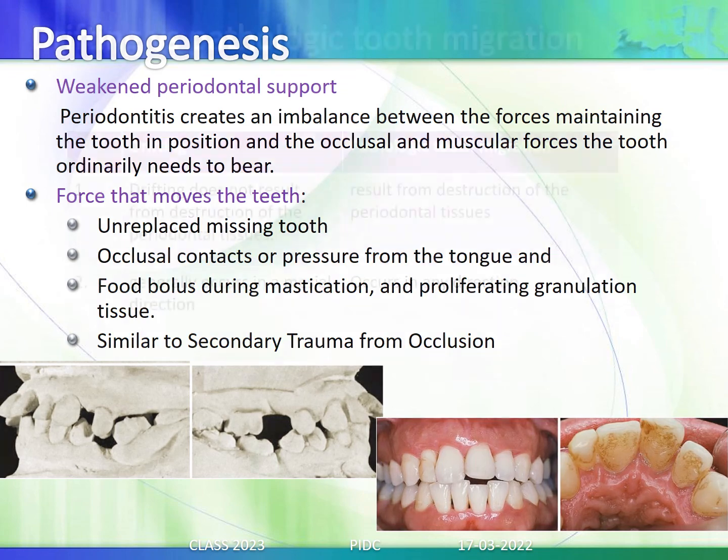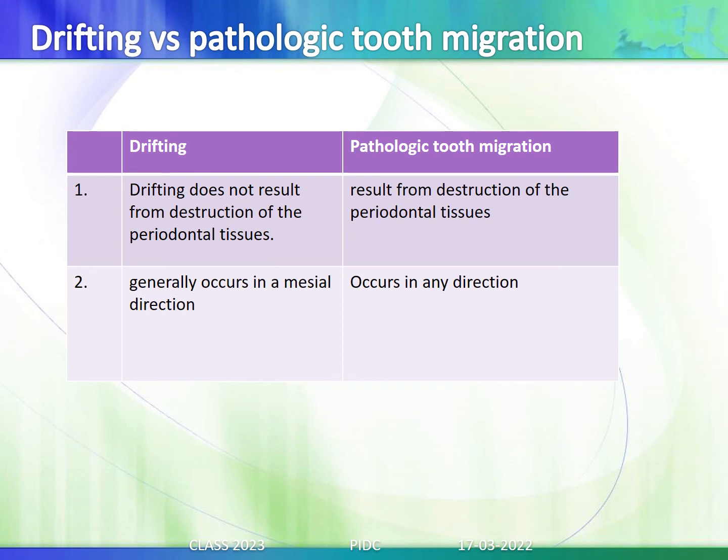tooth migration. Now, the difference between drifting and pathologic tooth migration. Drifting is a term which is more physiologic. Drifting does not result from the destruction of the periodontal tissues, and it occurs only in the mesial direction, whereas pathologic tooth migration results from destruction of the periodontal tissue, and this occurs in any direction.